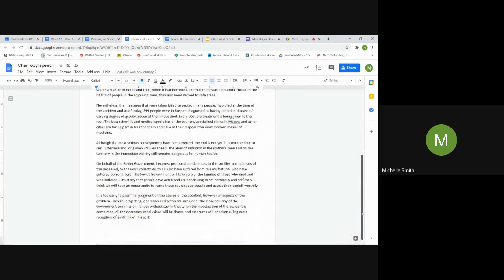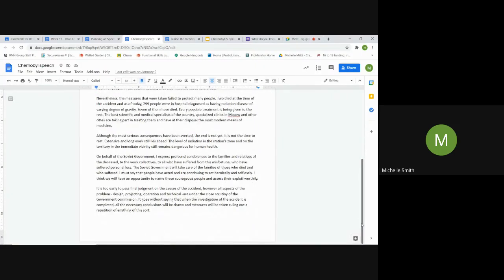Although the most serious consequences have been averted, the end is not yet. It is not the time to rest. Extensive and long work still lies ahead. The level of radiation in the station's zone and on the territory in the immediate vicinity still remains dangerous for human health. On behalf of the Soviet government, I express profound condolences to the families and relatives of the deceased, to the work collectives, to all those who have suffered from this misfortune, who have suffered personal loss. The Soviet government will take care of the families of those who died and who suffered.